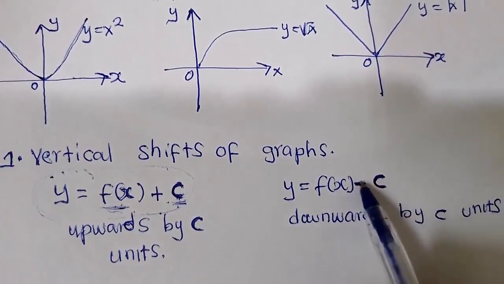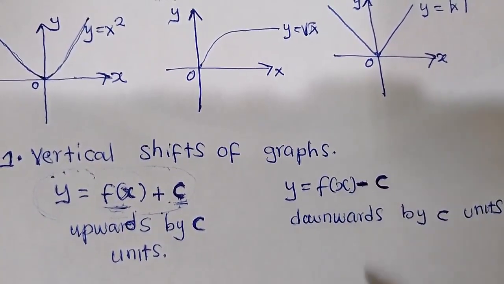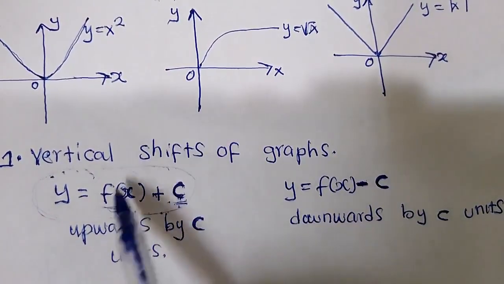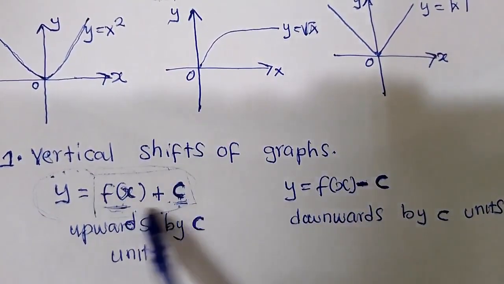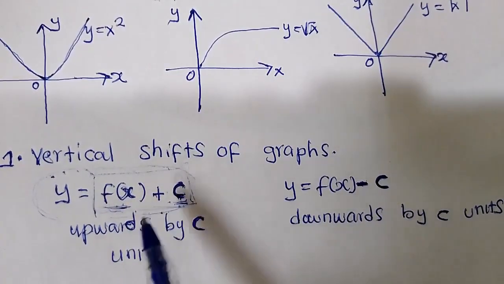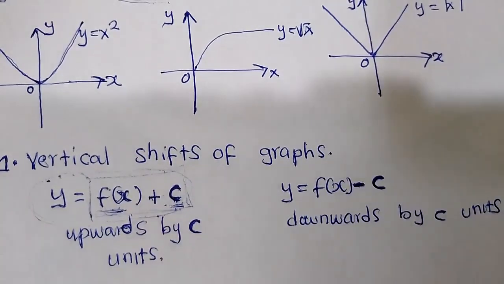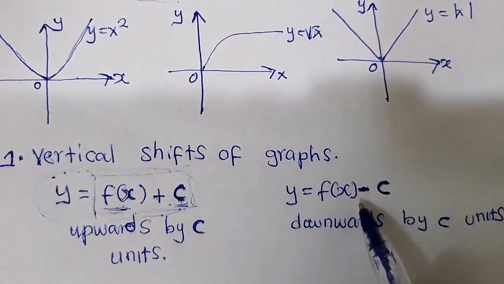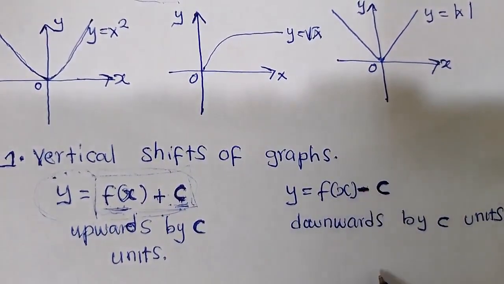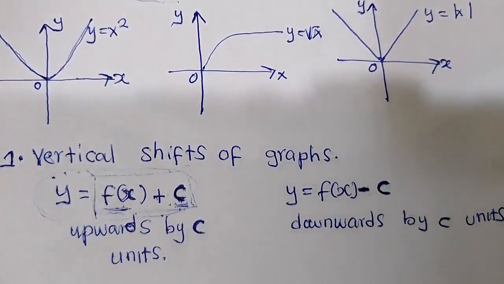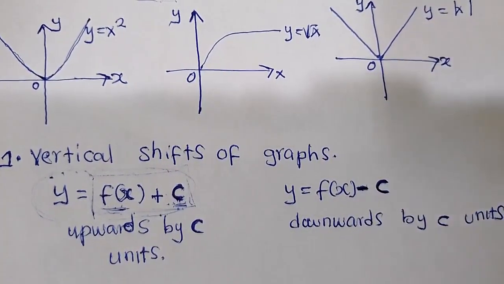Have you seen? If it is a negative, it moves downward. If there is a positive here, it moves upward. The way it is written like this, with the terms separate, just know that they are moving vertically. When there is a negative, it moves downward. When there is a positive, it moves upward. This is what you need to know and understand.